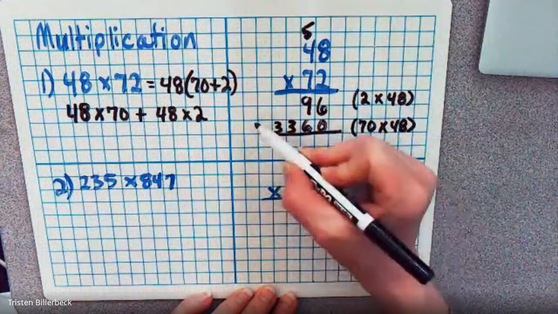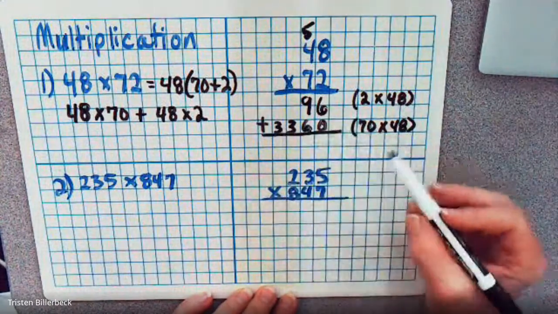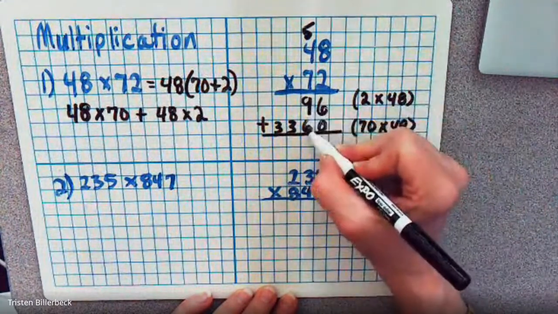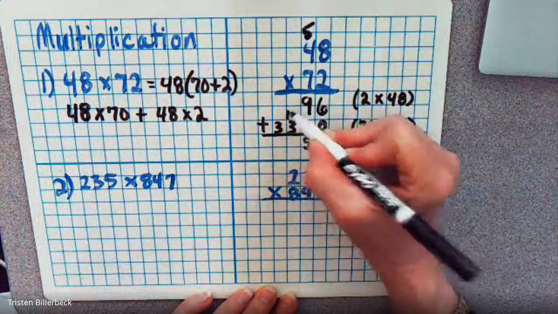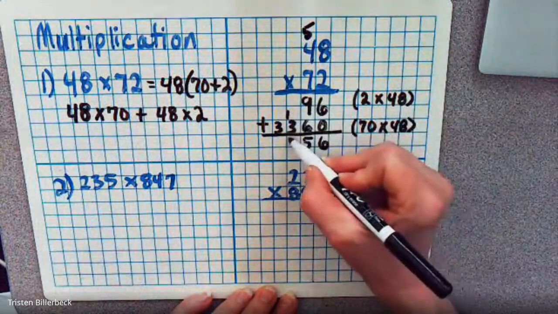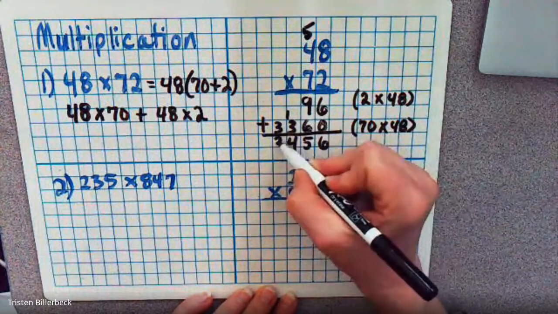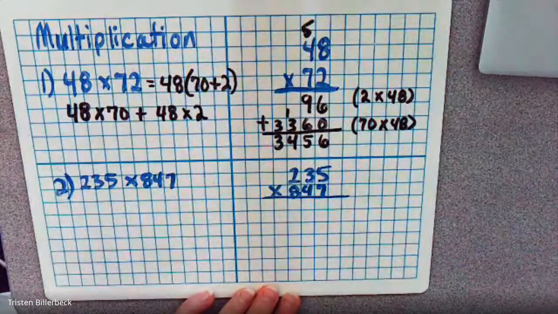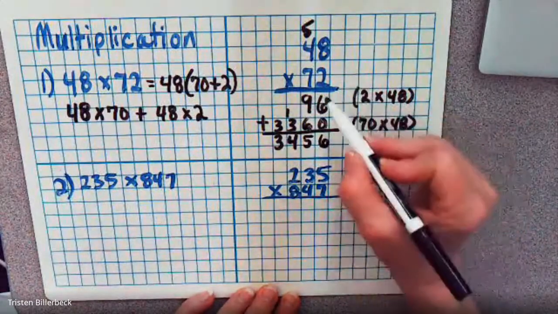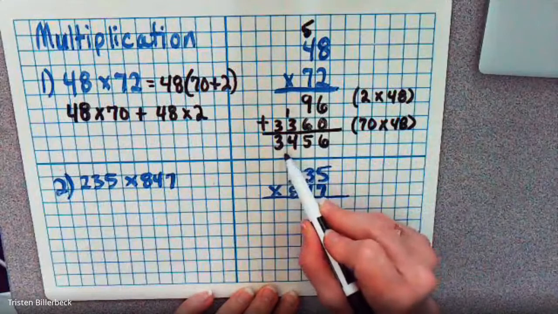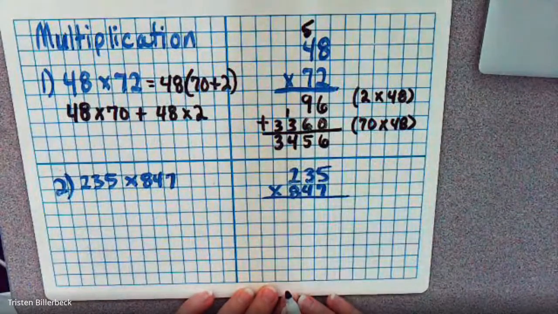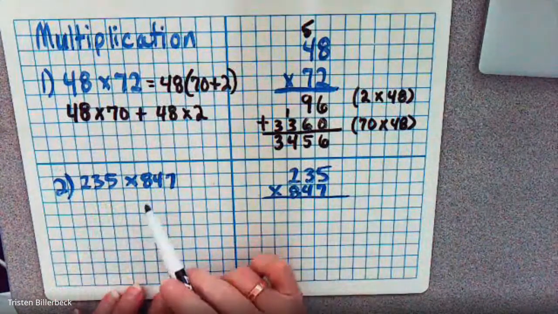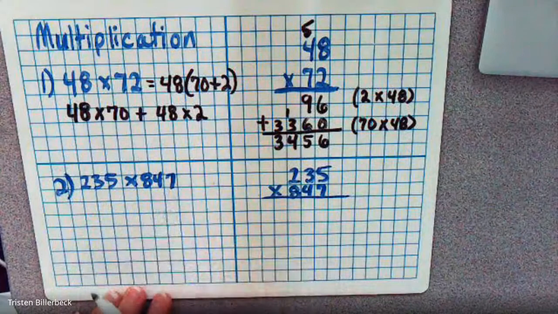Now what we're going to do is add the 2 together. So 6 plus 0 is 6. 9 plus 6 is 15. Carry a 1. 3 plus 1 is 4. And then I just have 3. And that's what I get. So when I do 48 times 72, I end up with 3,456.